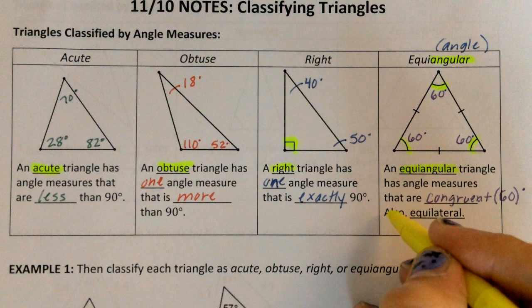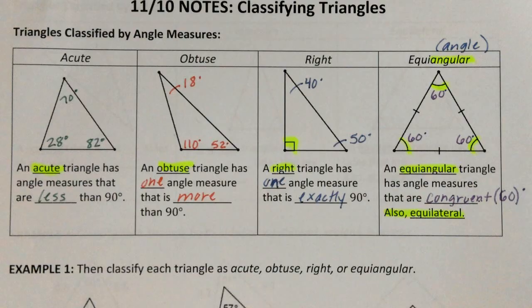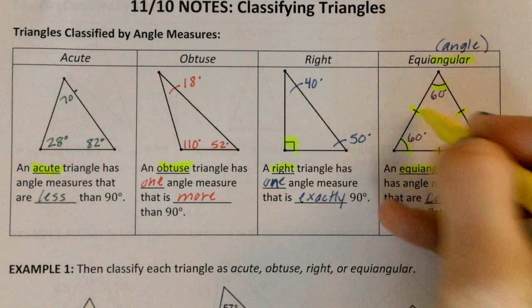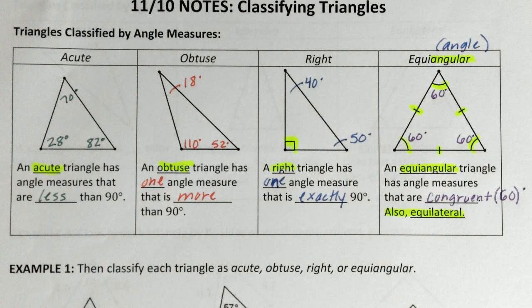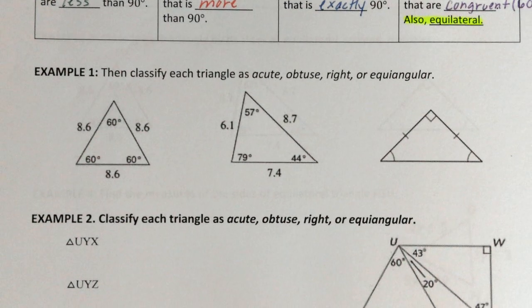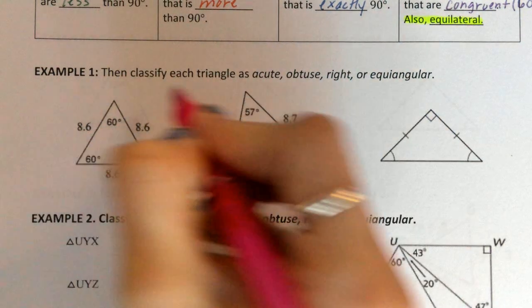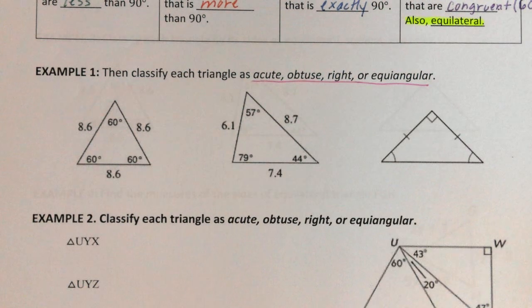This is also going to be an equilateral triangle. So every time you have an equiangular triangle, you also have equilateral. Every time you have equilateral, you'll have equiangular. They go together. So we're going to take these and classify them as either acute, obtuse, right, or equiangular. When we take a look at the first one, we're looking at our angles. We're not worrying about the sides right now. We're classifying them by one of these angles.